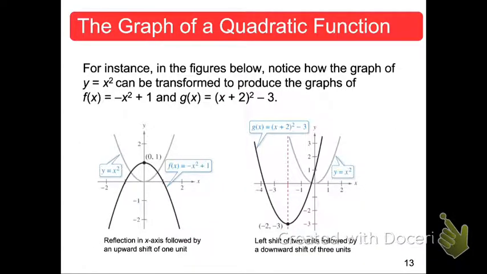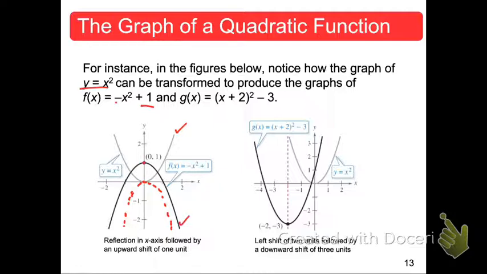So let's look at these graphs here. If we look at the parent function y is equal to x squared, that's in gray, and we want to produce negative x squared plus 1 as our f of x. The negative tells me I'm going to have a reflection about the x-axis. And then the plus 1 tells me I'm going to shift up 1 unit. So this new graph in black is my function.